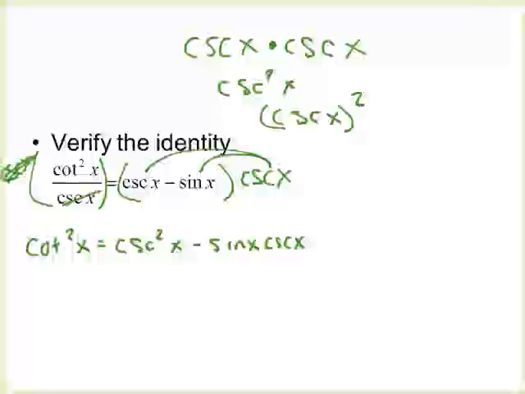All right, so next, I'm going to choose to turn this thing into sines and cosines. That's one of my favorite strategies. I do that a lot in these problems. So cotangent is what? It is 1 over tangent, but let's put everything in terms of sines and cosines. Cosine over sine.